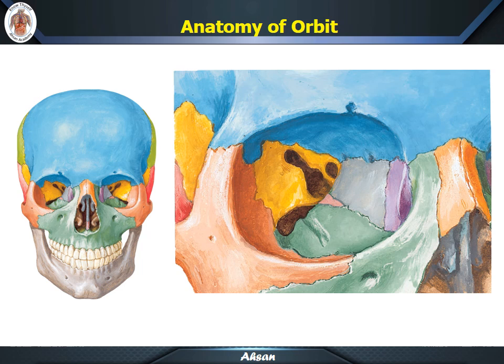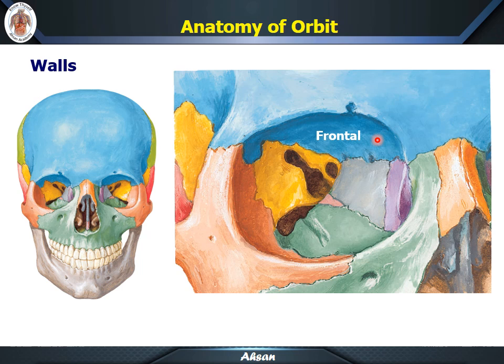So the eye is situated within the orbit. We should know how this orbit is formed and where the orbit is situated. The orbit is situated in the anterior part of the skull. You can see this is the skull and this one is the orbit. This is enlarged here and we can identify the bones forming the orbit.